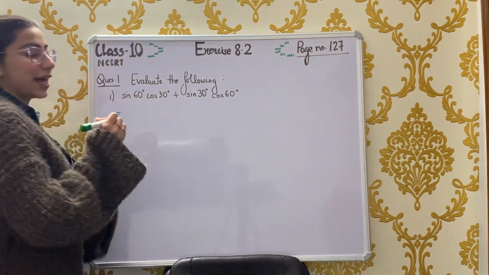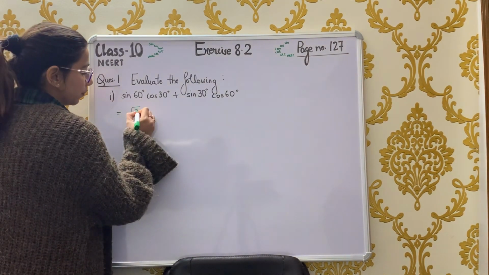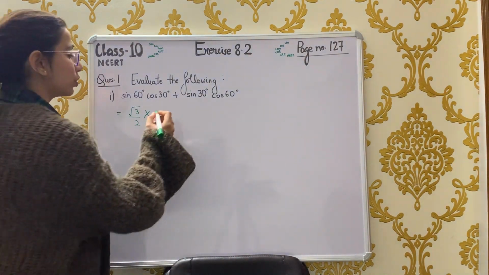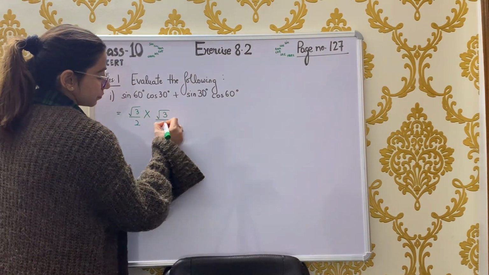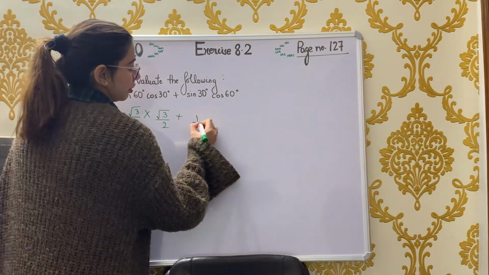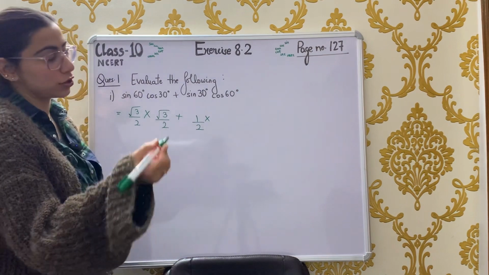So we know sin 60 is root 3 by 2. And similarly, cos 30 is also root 3 by 2. Now, sin 30 is 1 by 2 and cos 60 is also 1 by 2.